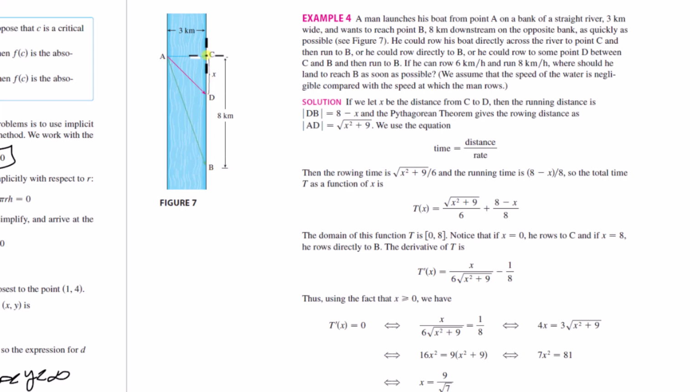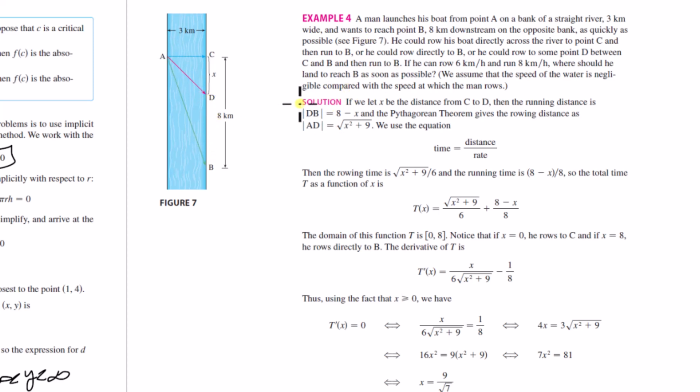If x is 0, the man doesn't row. He just goes straight across. Well, he rows the minimum distance and then runs. If x is 8, he doesn't run at all. So the value of x will tell us everything we need about the decision, the fastest decision, how much to row and how much to run.